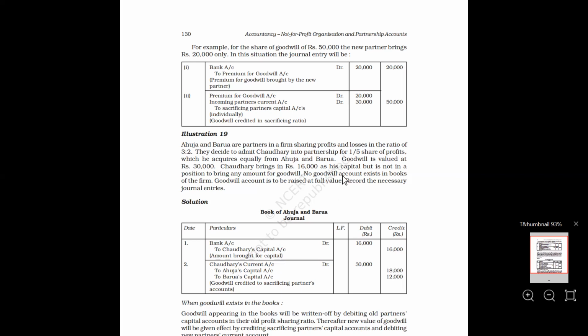You know very well what is the difference between a capital account and a current account. The current account is a temporary capital account. All the expenses and the partners' receipts and payments, all these kinds of items we deal with in the partners' current account. Okay.